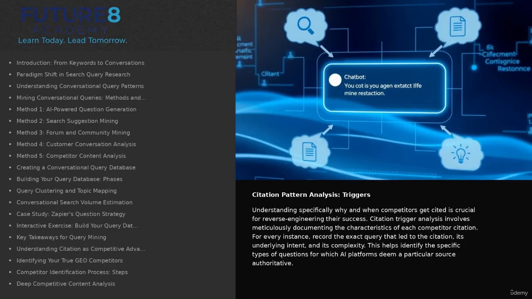Citation pattern analysis triggers understanding specifically why and when competitors get cited is crucial for reverse engineering their success. Citation trigger analysis involves meticulously documenting the characteristics of each competitor citation. For every instance, record the exact query that led to the citation, its underlying intent, and its complexity. This helps identify the specific types of questions for which AI platforms deem a particular source authoritative.